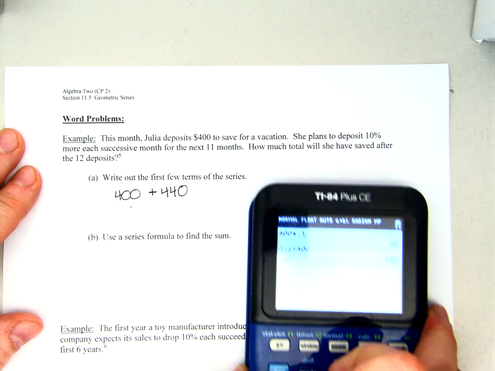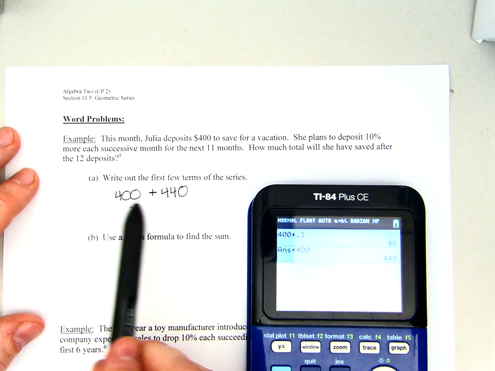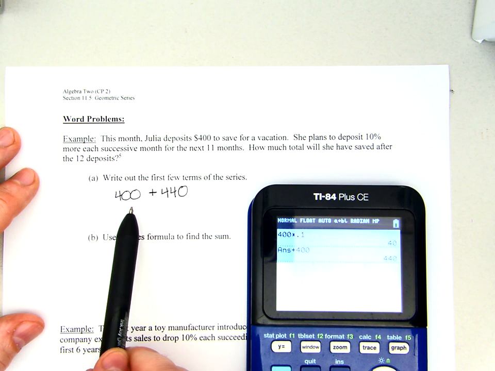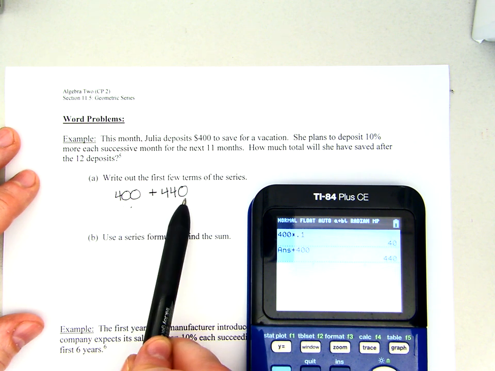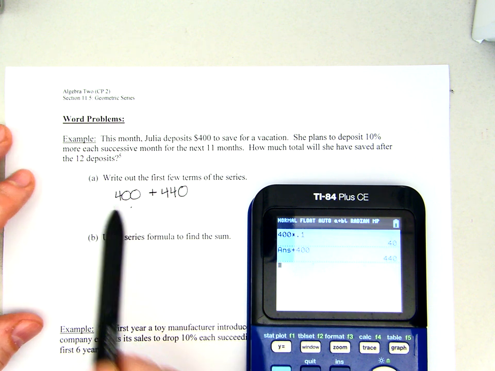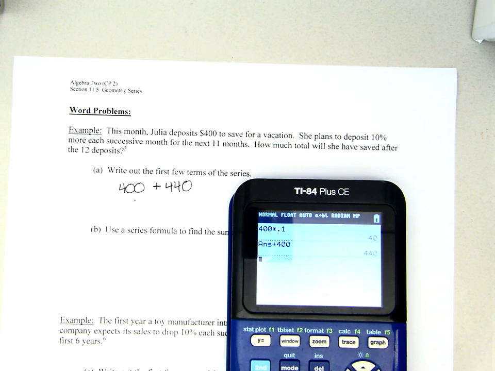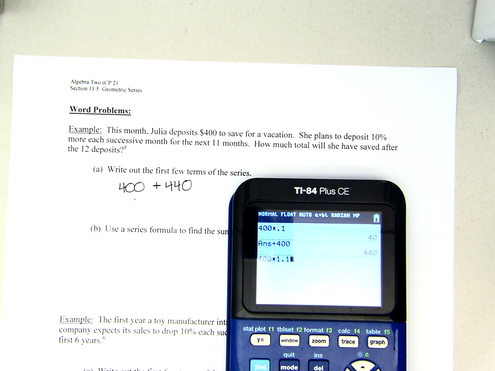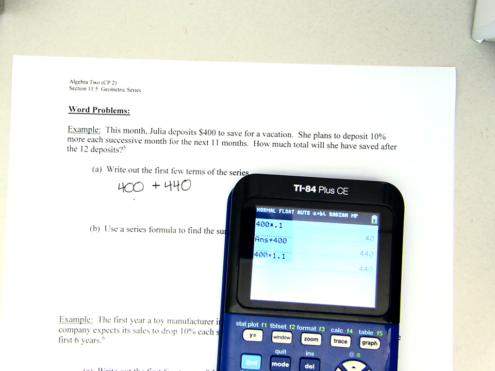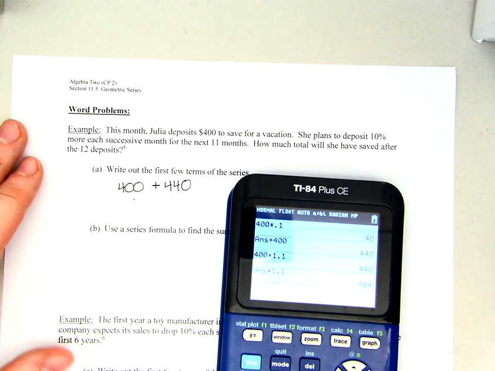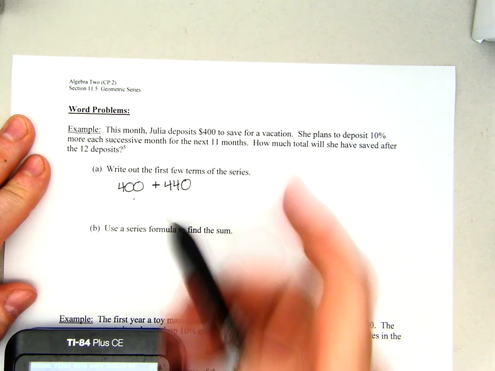There's a better way to do this. Rather than saying 10% and then add that to the 400, we could just say the second month we're really depositing 110% of what she deposited in the first month, which would mean me doing 400 times 1.1, 440. If I do that again, I want to find 110% of 440. I'm going to multiply that by 1.1. I'm going to get 484.